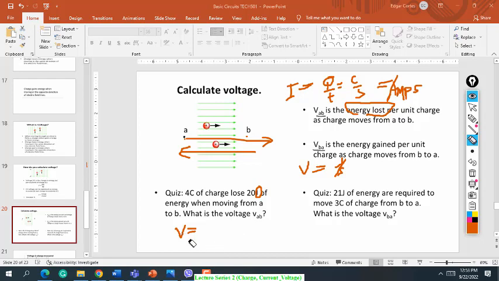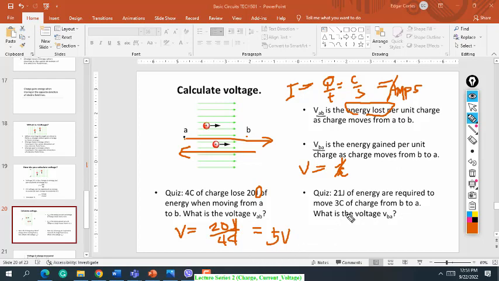Once again, 4 coulombs and 20 joules. The unit is joule over coulomb. So what is the answer? 20 over 4 is 5 volts. By the way, joule over coulomb is actually volt.